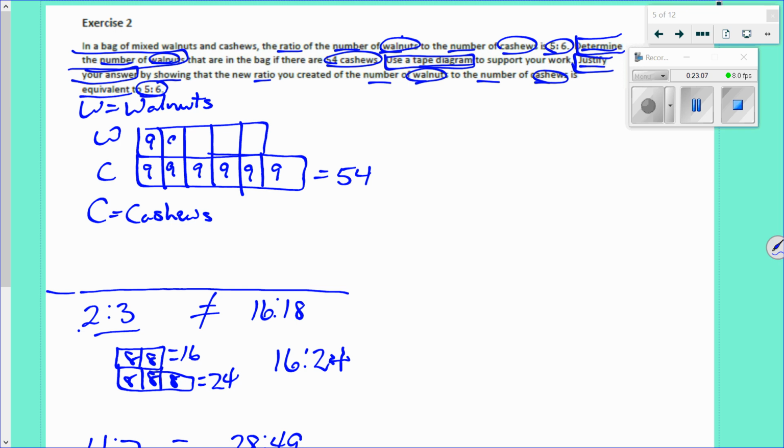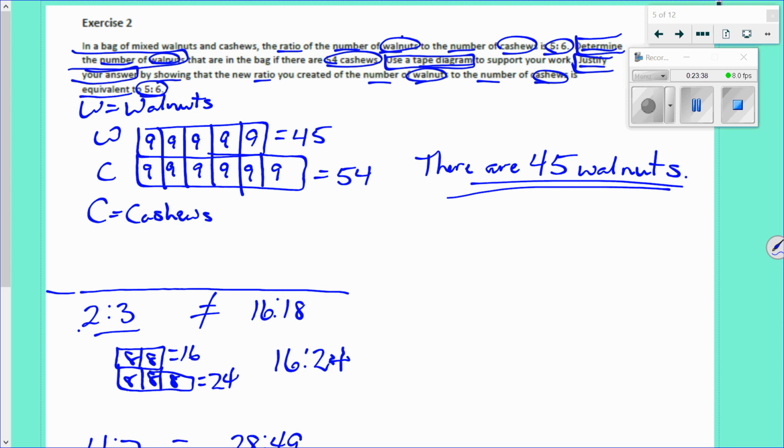Once I have my ratio constant of 9, every box gets my ratio constant. So now I have 5 boxes of 9. That means I had how many walnuts? Okay? So this was our first part. It said determine the number of walnuts. So there are 45 walnuts. Was that the only thing that I had to do?